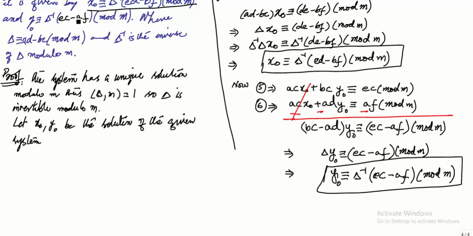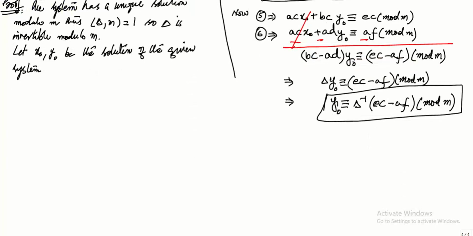EC minus AF, or sometimes we can write AF minus EC, whatever. Okay, so that's the required result. So by using this result, we can easily prove the theorem. That's the proof of the result.